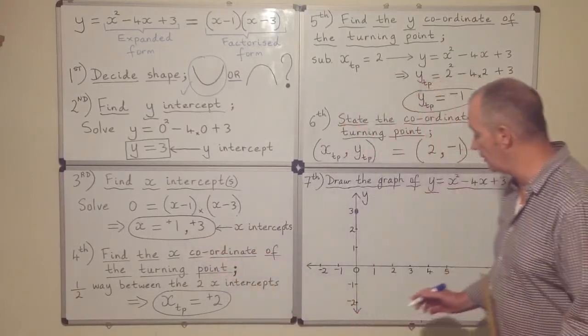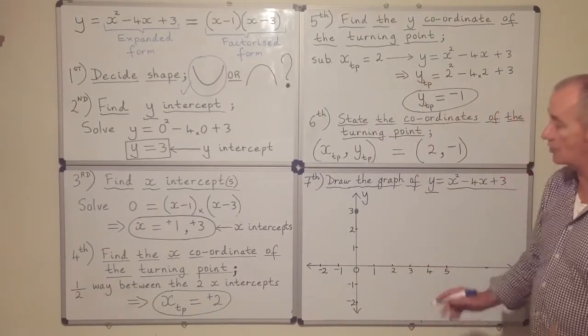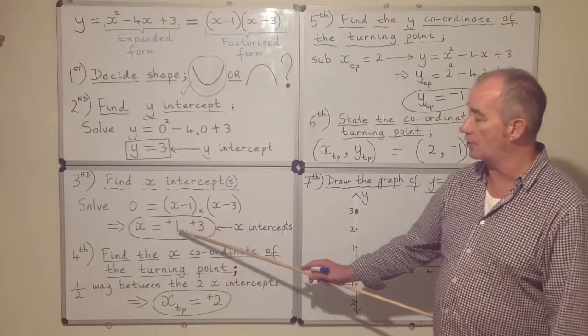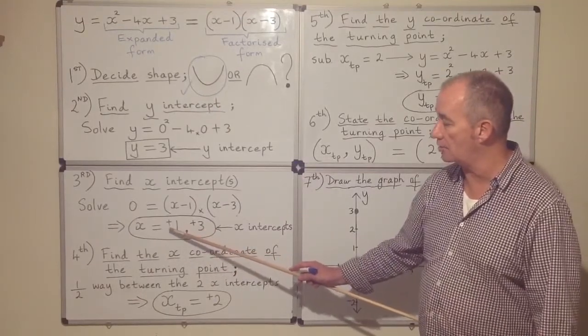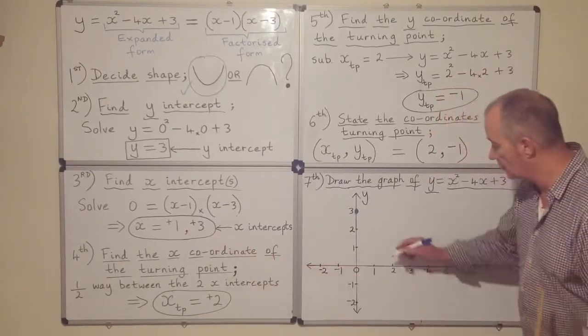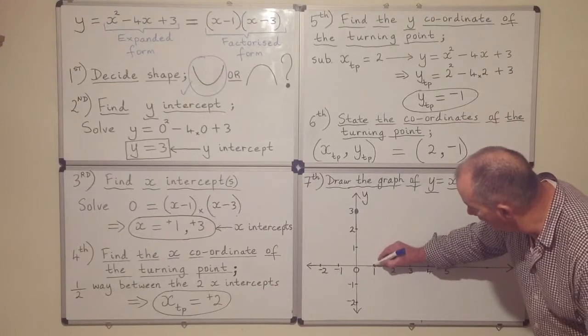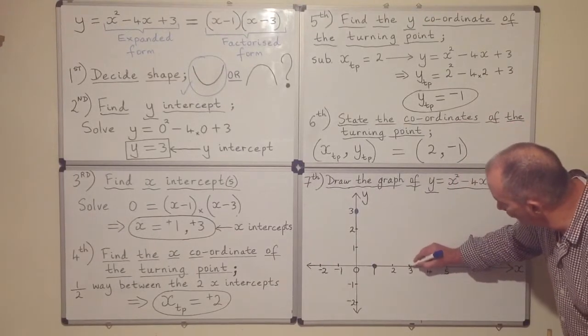Let's mark those on our set of x-y axes here. Here's the x-axis, the horizontal axis. We've just determined that the graph of this quadratic equation will cut through the x-axis at an x value of positive 1 and an x value of positive 3. So it's going to cut through there at an x value of 1 and there at an x value of 3.